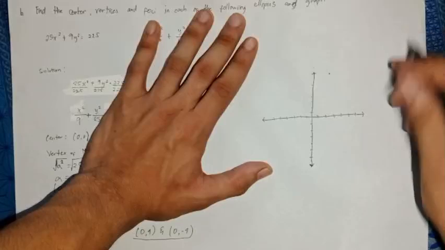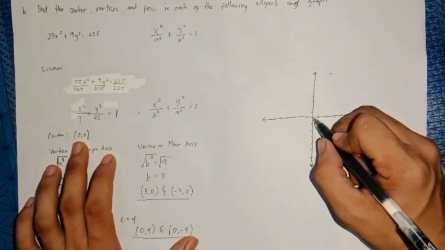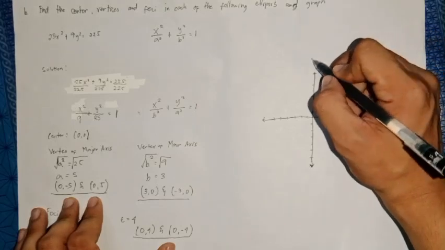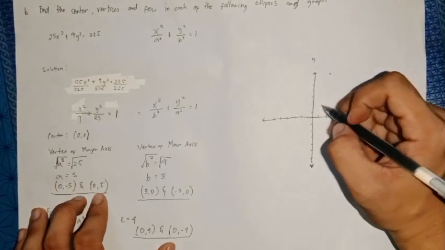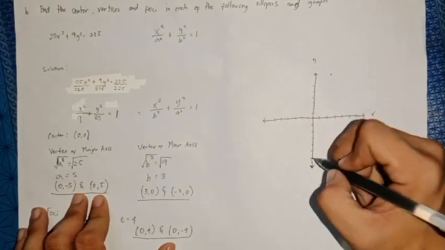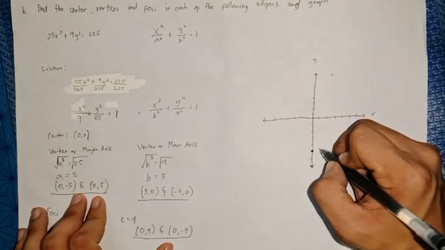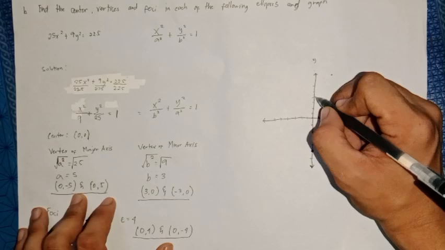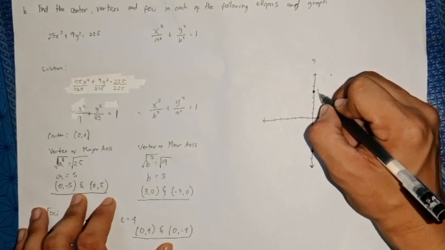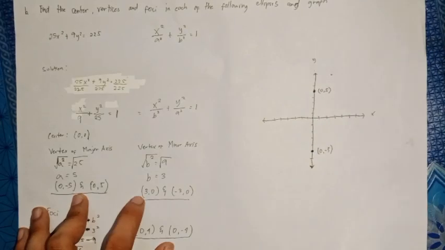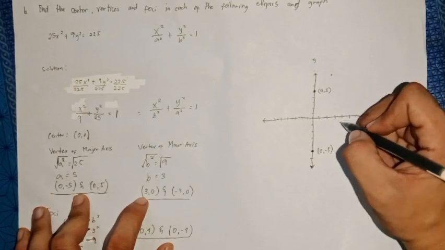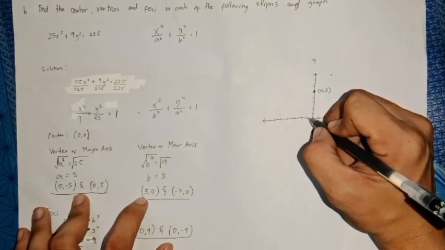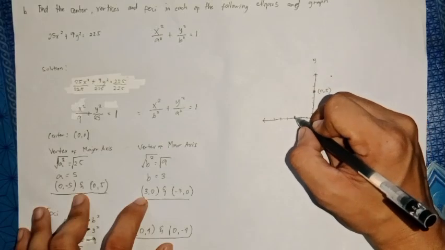Now again, our center is at the origin. Our major axis lies on the y-axis. Therefore, (0, -5): 1, 2, 3, 4, 5. Ditto. (0, -5) and (0, 5): 1, 2, 3, 4, 5. Ditto, (0, 5). Next is our minor axis: 3, so (3, 0) and (-3, 0). 1, 2, 3. Ditto, (-3, 0).